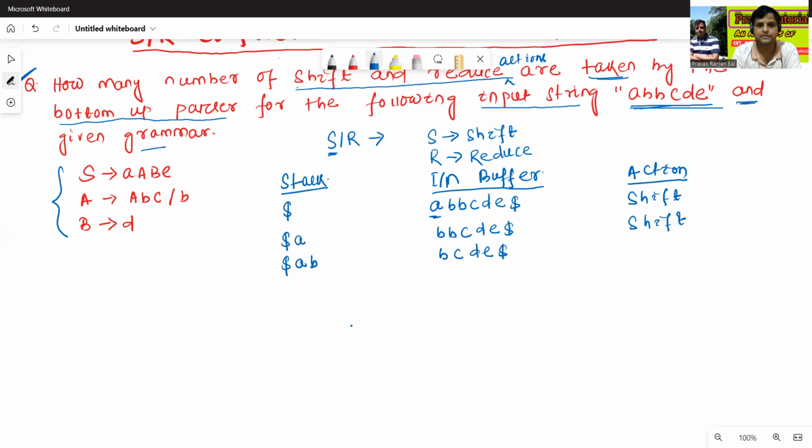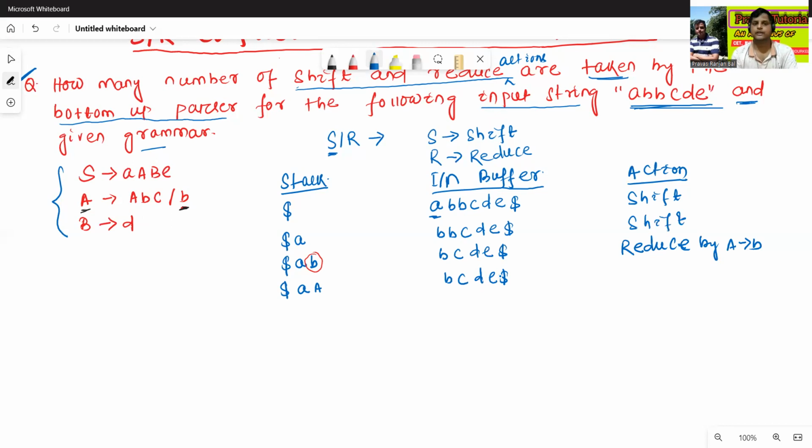Now we'll check: is any handle possible? Yes, one handle is possible: A to B. Since the A to B handle is possible, we'll reduce by A to B. See, the stack is dollar A, then the reduced B, and the input is B, C, D, E, dollar.